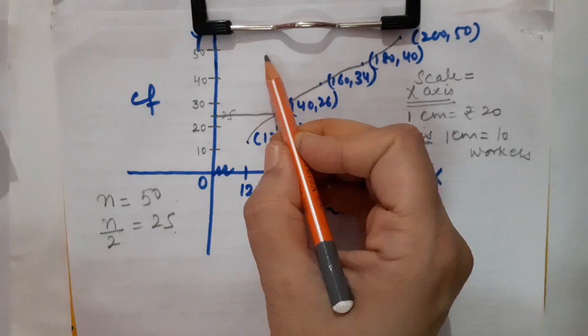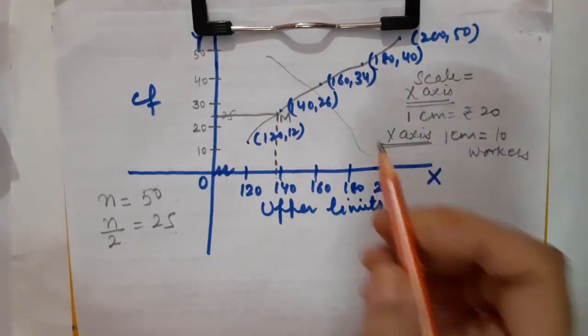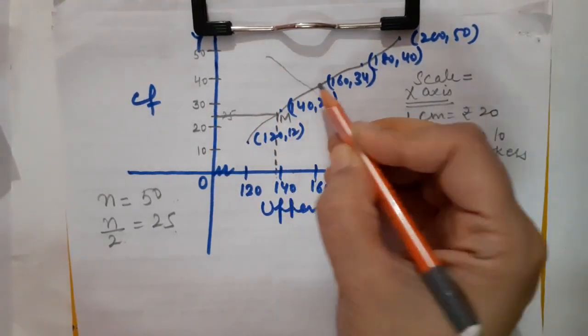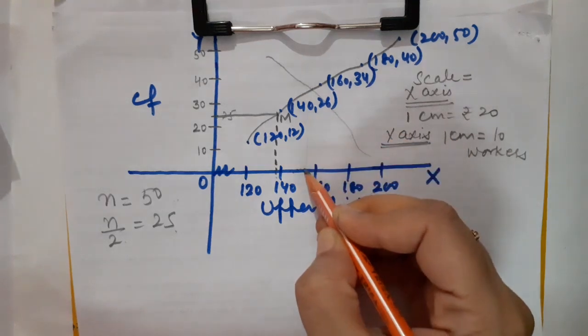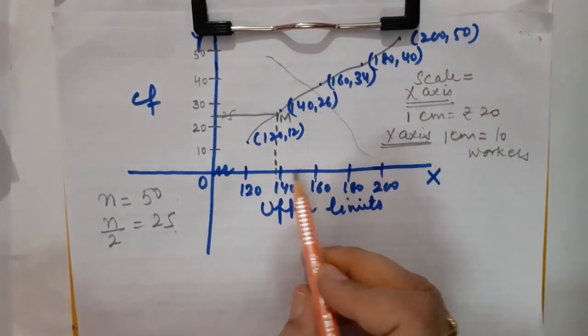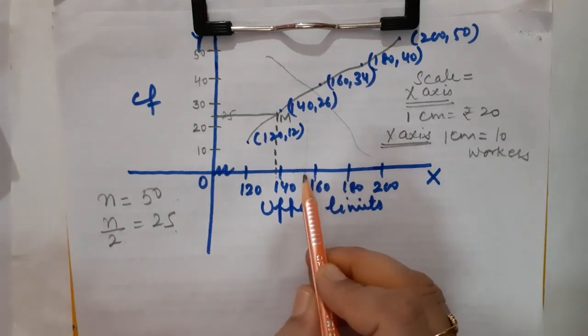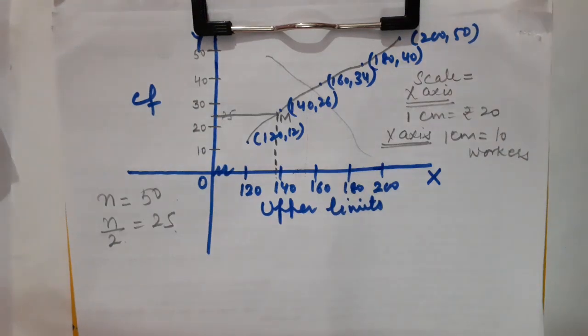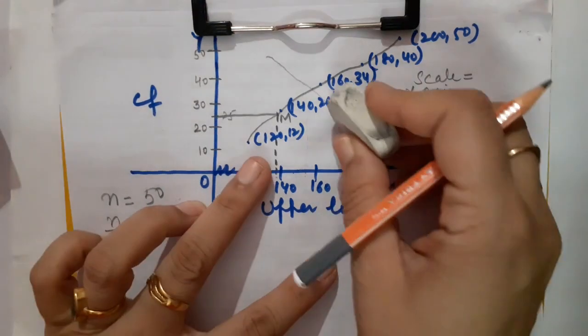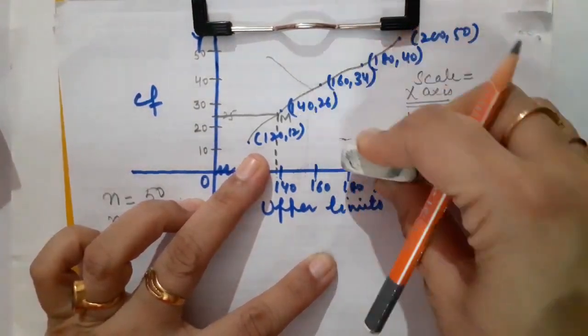For example, if I draw here, it would be like this. So this is the point of intersection. From here you just draw a perpendicular line and it is approximately coming to 154, right? So 154 would be considered as the median in that case. Clear, children? So let me erase it, okay, to get rid of any confusion.